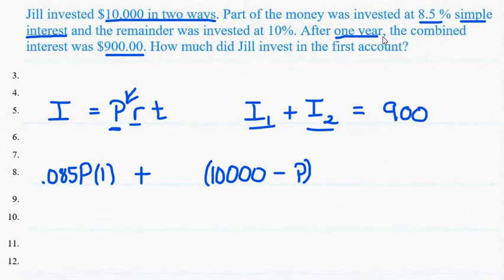Okay? The rate was 10%, so 0.10 also times 1. See, we're just filling out this equation right here. Principal times rate times time is equal to 900. Okay? So now we have an equation, and we want to solve for P in the equation.